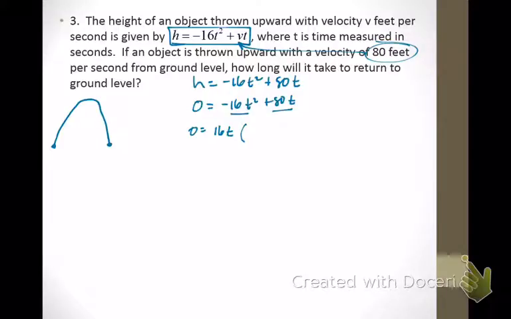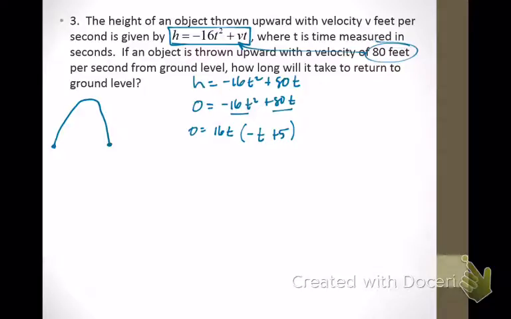When you divide negative 16 by positive 16, you get negative 1. When you divide t squared by t, you get t. When you divide 80 by 16, you get 5. And when you divide t by t, you get 1. And so we're just left with negative t plus 5 times 16t.